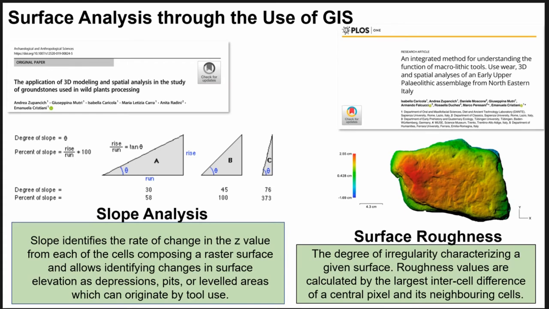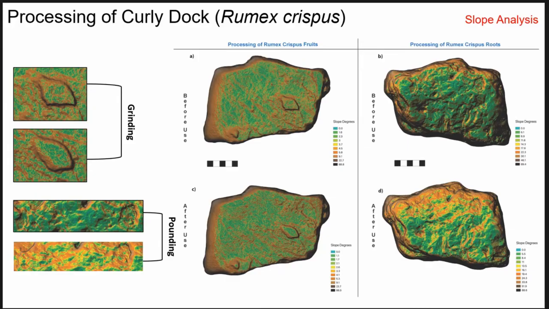For example, slope gives us an idea of changes such as depressions, pits, or leveled areas, which are caused by use, while the surface roughness allows us to see if there are changes in the level of homogeneity of the surface, caused as well by use. Here are some examples of the application of these analyses.